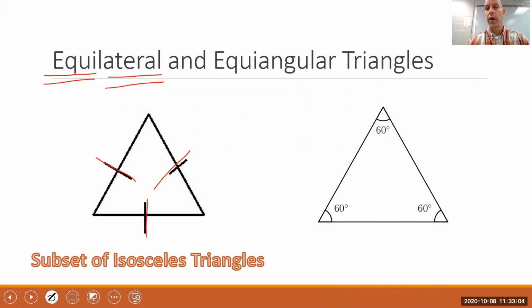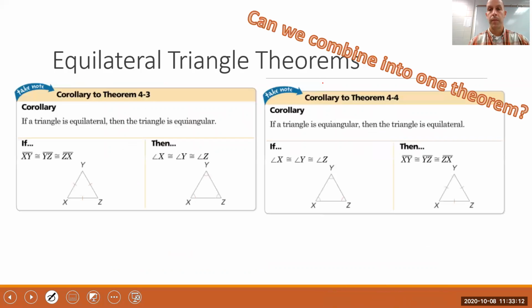And this over here is what we call an equiangular triangle. So this is equiangular, so equal angle. So all the angles are 60. So we've got 2 theorems about equilateral and equiangular triangles, and they are converses of one another. So the first one says that if it's equilateral, then it's equiangular. And the second one says if it's equiangular, then it's equilateral.